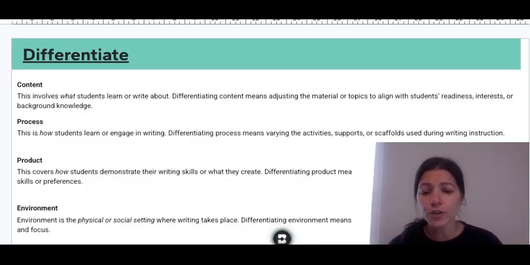So when you're trying to differentiate or think about how you can support all of your students, you may need to combine one or more of these areas based on your students' needs, right? You just want to make sure that you're providing as much targeted support as possible, because that's going to lead to greater student engagement. They're going to be more confident and they will be more successful with their writing.